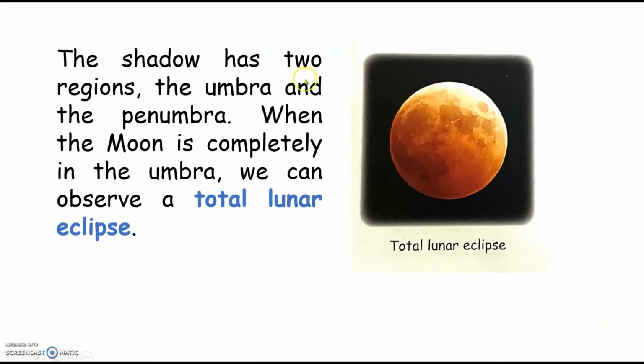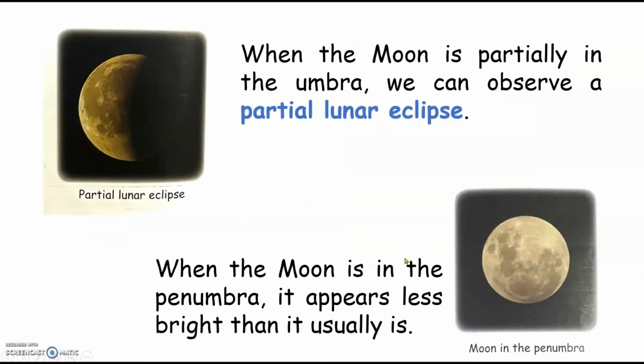The shadow has two regions, the umbra and the penumbra. When the moon is completely in the umbra, we can observe a total lunar eclipse. When the moon is partially in the umbra, we can observe a partial lunar eclipse. When the moon is in the penumbra, it appears less bright than it usually is.